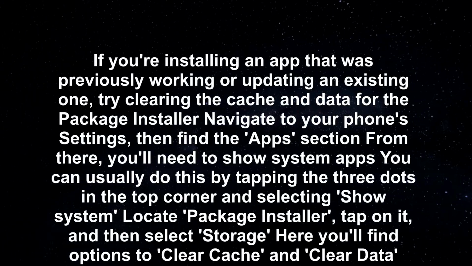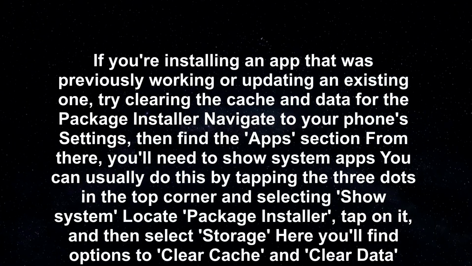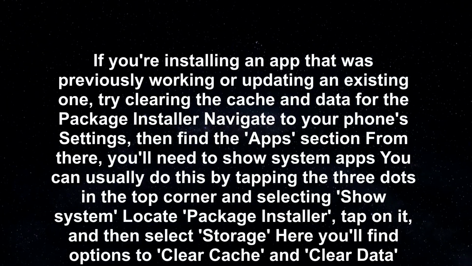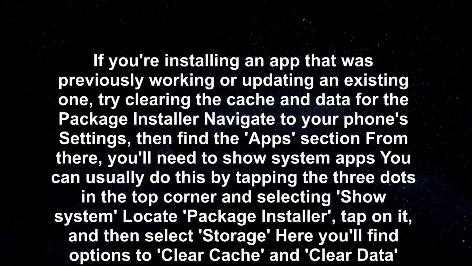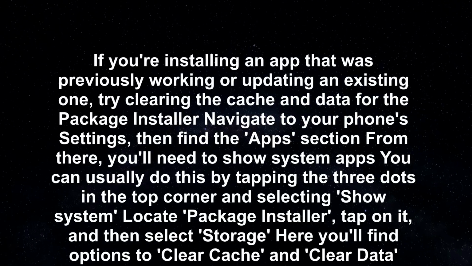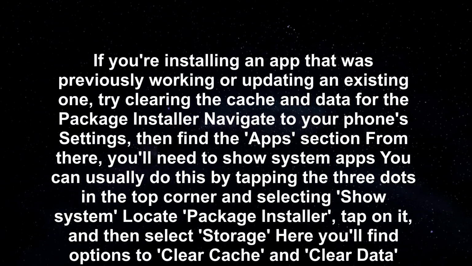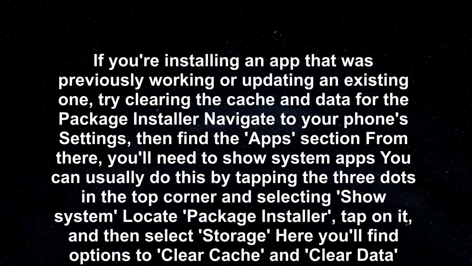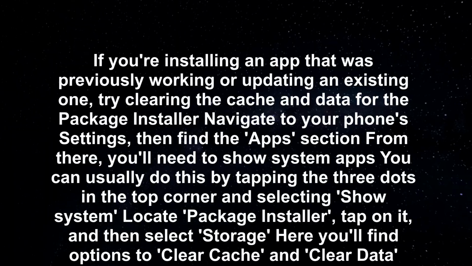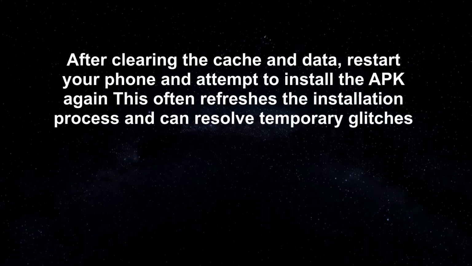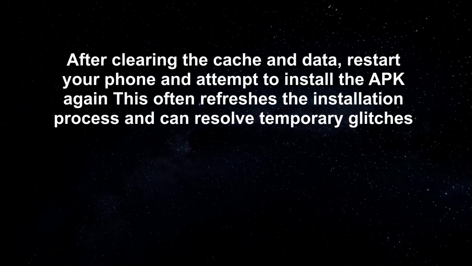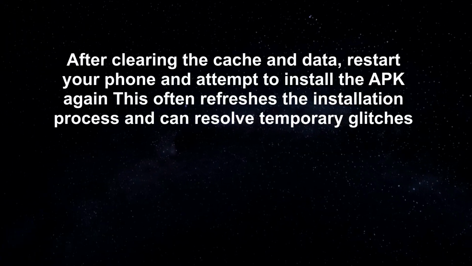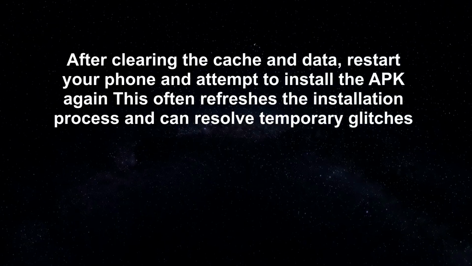If you're installing an app that was previously working or updating an existing one, try clearing the cache and data for the package installer. Navigate to your phone settings, then find the apps section. From there, you'll need to show system apps. You can usually do this by tapping the three dots in the top corner and selecting Show System. Locate Package Installer, tap on it, and then select Storage. Here you'll find options to clear cache and clear data. After clearing the cache and data, restart your phone and attempt to install the APK again. This often refreshes the installation process and can resolve temporary glitches.